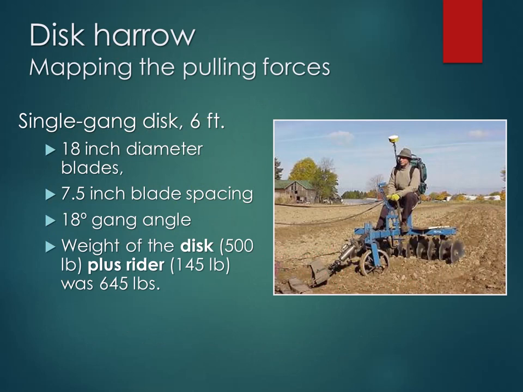Disking often follows moldboard plowing when preparing a conventional seed bed. This disc is 6 feet wide, and the disc gang angle is set at 18 degrees perpendicular to the direction of travel. It weighs 500 pounds, and the weight of the disc with the rider was 645 pounds. The rider carried a global positioning system, and we recorded variations in location and pulling force across the field with a pull meter in the towing chain.